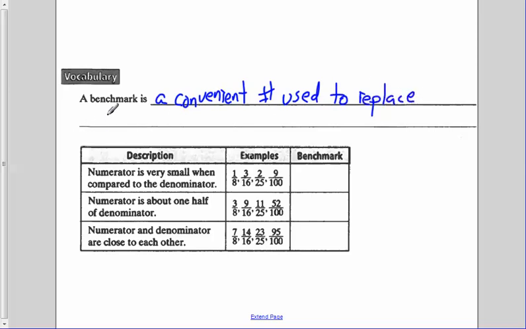fractions that are less than 1. If we look at our numerator, for these examples here, a numerator is very small when compared to the denominator. So when we look at 1/8, 3/16, 2/25, or 9/100, the numerator is very small compared to what the denominator is, so our benchmark would be 0.